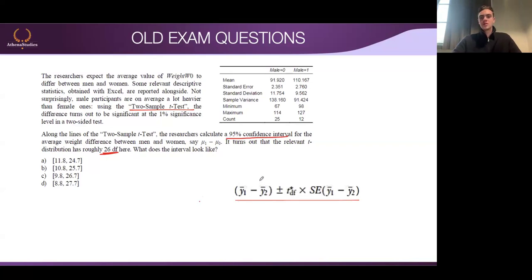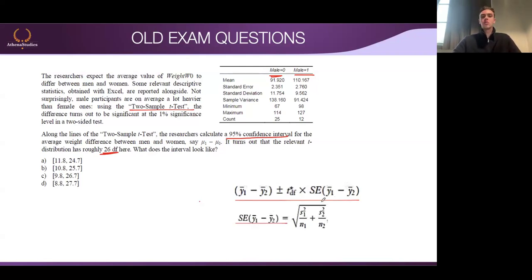First thing we can do here, the point estimate, is the difference between the two means. We can see here the mean of female is 91.92 and the mean of male is 110.167. So we can directly do 110.167 minus 91.92. That's already our point estimate. Then we can also compute our standard error. How do we compute this? It's the square root of the standard deviation squared divided by n1 plus the standard deviation squared divided by n2, and that's basically the standard error.